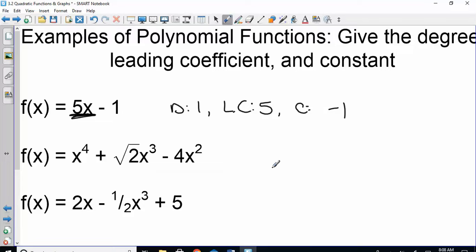Just a word of warning, it's typically written in standard form so the powers of x decrease, but it doesn't have to be. So don't just assume that the first term is going to be your degree and your leading coefficient. You need to look at all of them. So the second one, what's my degree? 4. Leading coefficient? 1. Constant? 0. We don't have a term without a power, so my constant is 0 there.